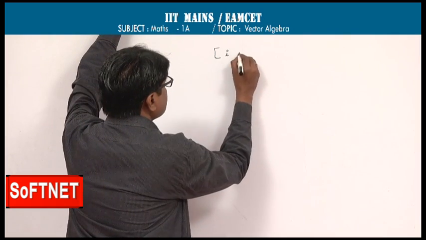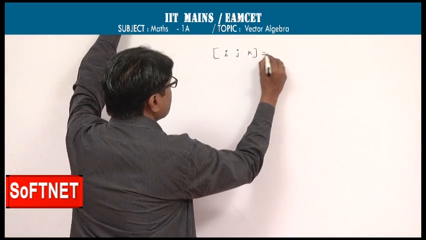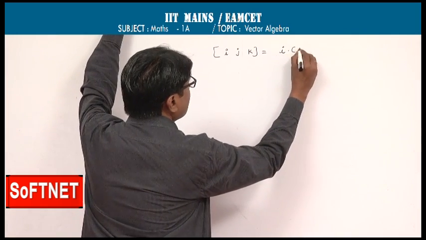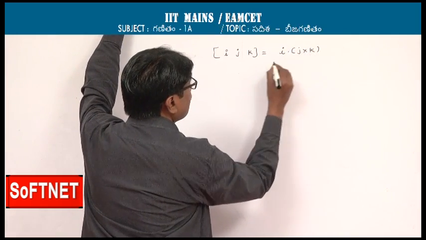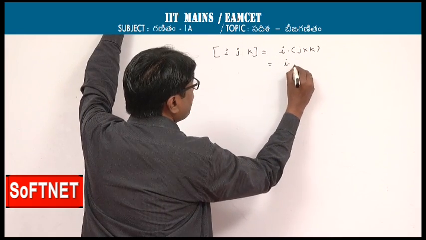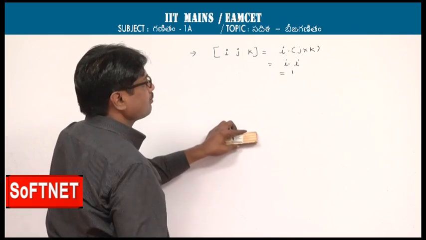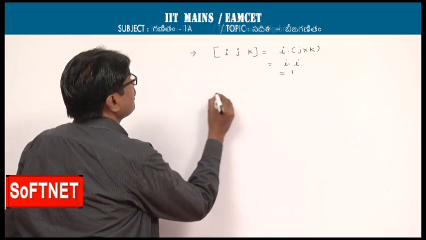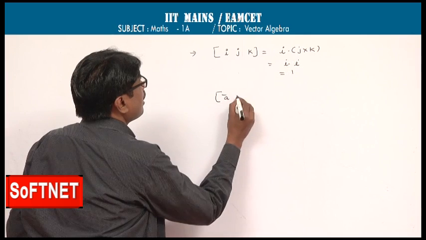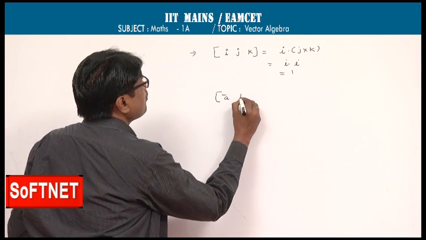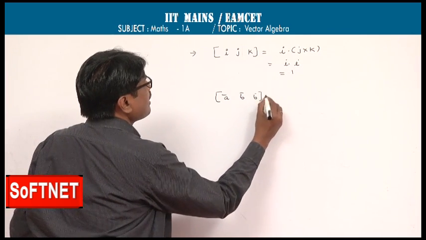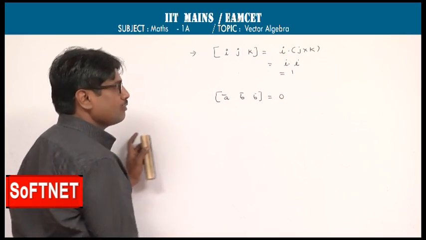Box of I bar, J bar, K bar will be equal to I bar dot J bar cross K bar, and that is nothing but I bar dot I bar, which is equal to 1. Box of IJK is equal to 1. And next, box of A bar, B bar, B bar: if a vector is repeated, the box value will be 0.